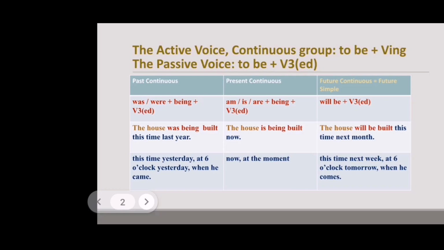Instead, we use the structure for future simple, will be plus the third form of the main verb, or ending ed. The example: the house will be built this time next month. And again, we should define or state a moment: this time next week, this time next month, at 6 o'clock tomorrow, or when he comes.